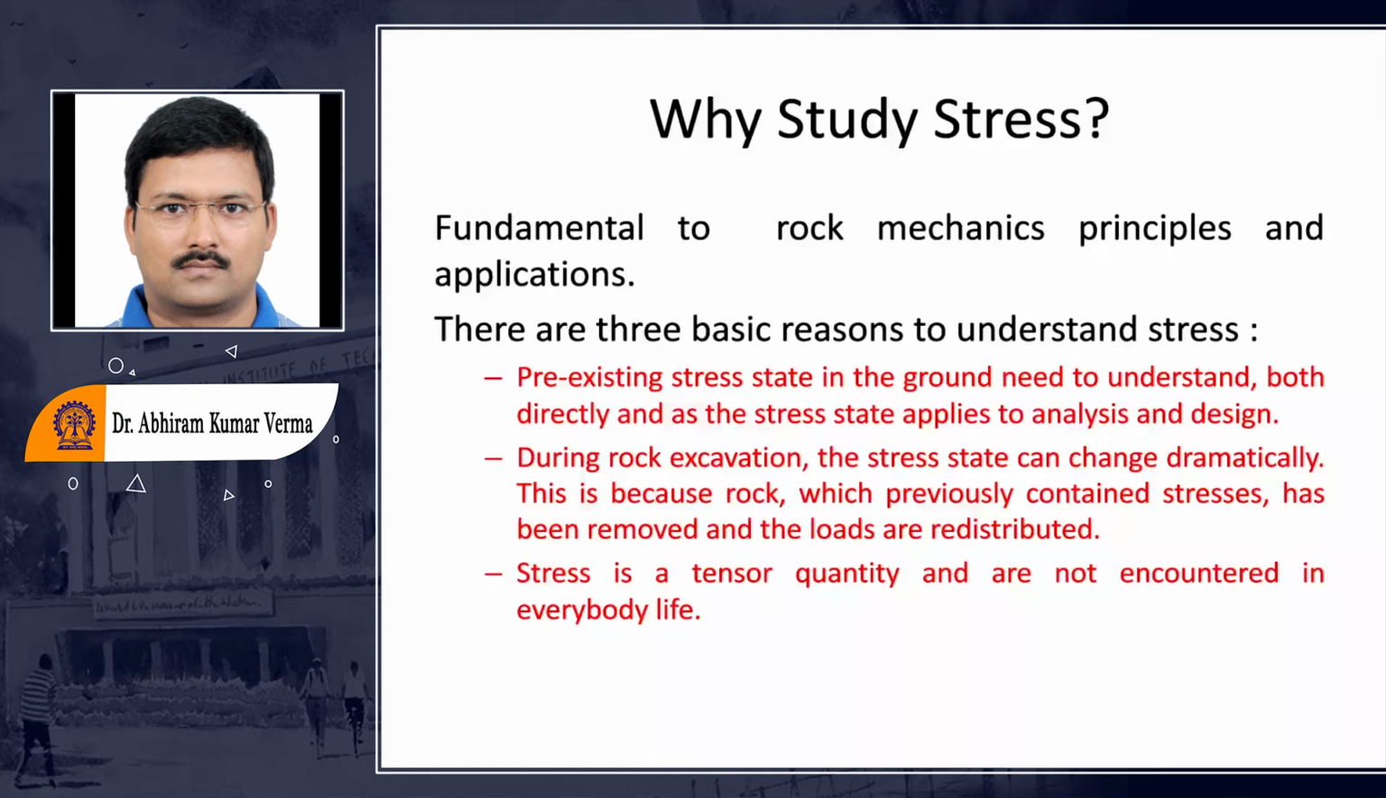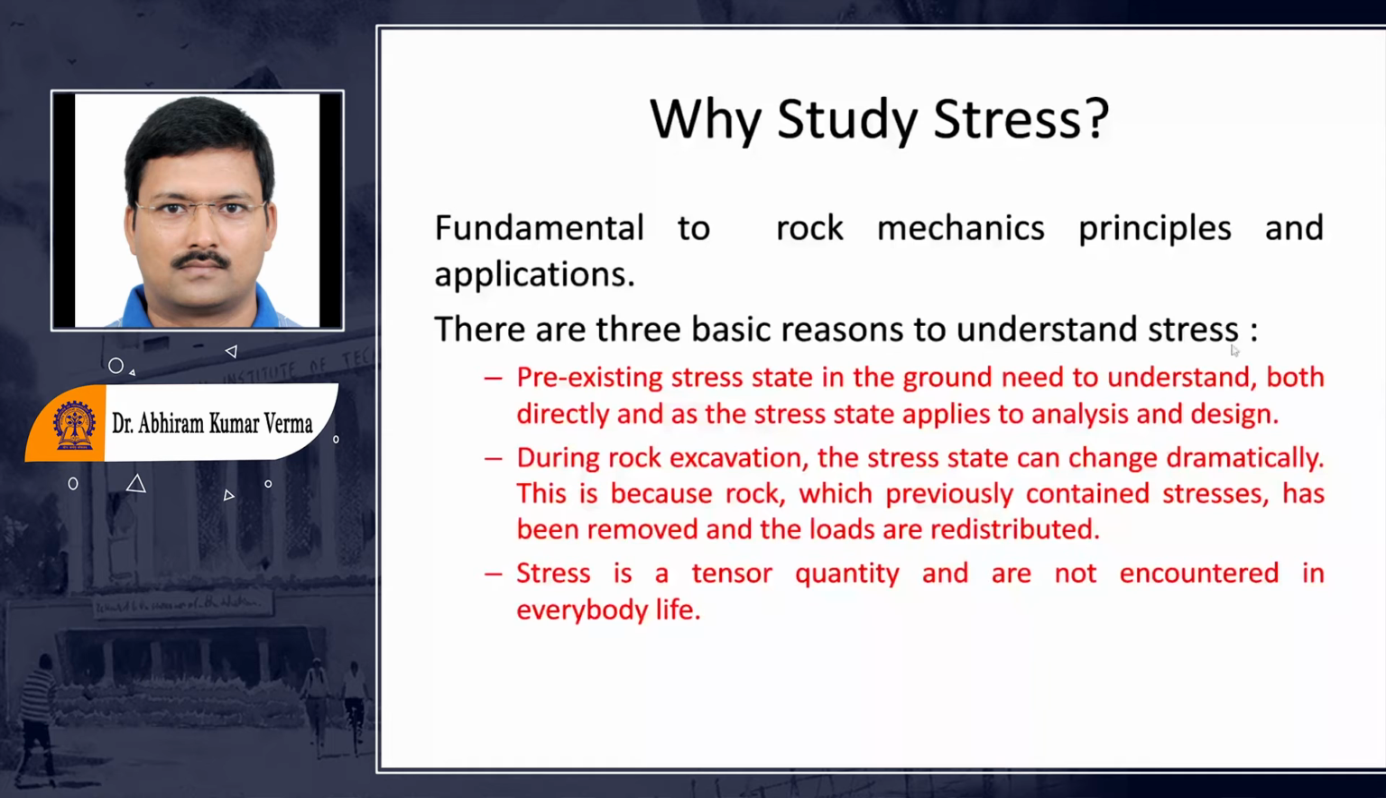How are we defining the stresses? Force per unit area, where the area is very small. Stress is a tensor quantity, and to define stress we need to define three things: magnitude, direction, and the plane on which it is acting. These three things are very important because stress is defined as force per unit area. Force is there and area is there, so two things need to be defined. Force you have to define, and area also you have to define. These are the basic reasons to understand the stress.